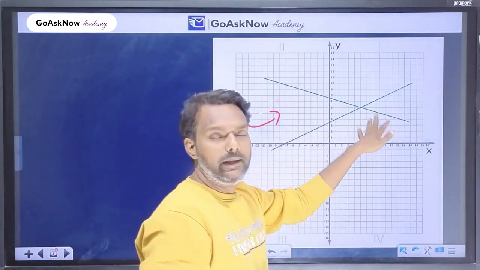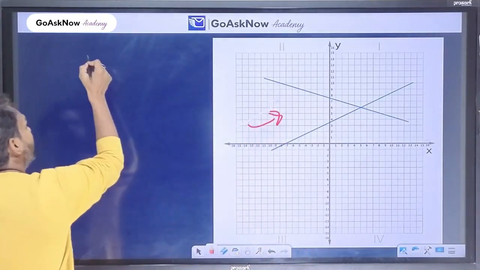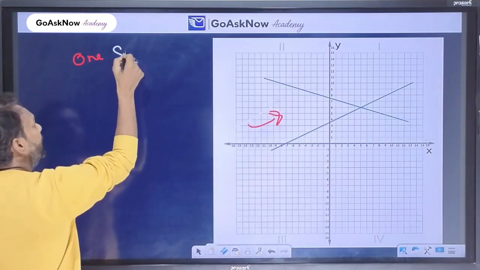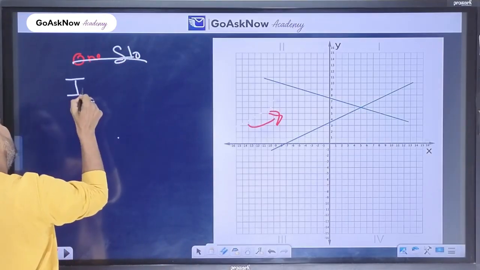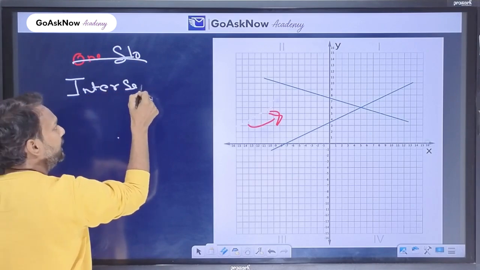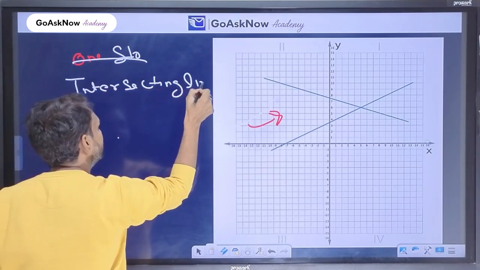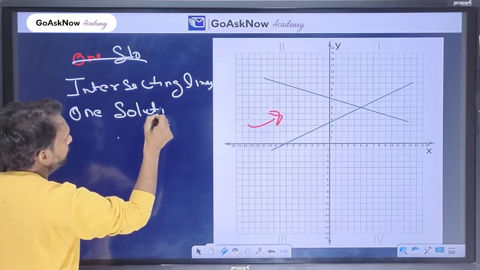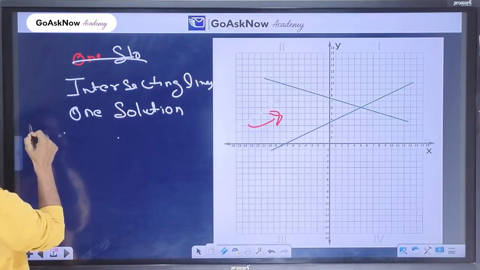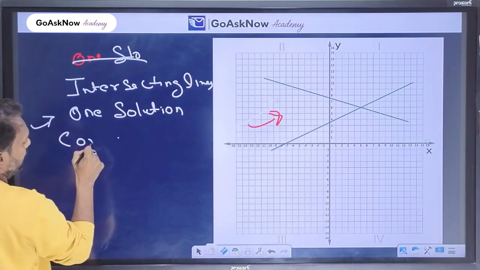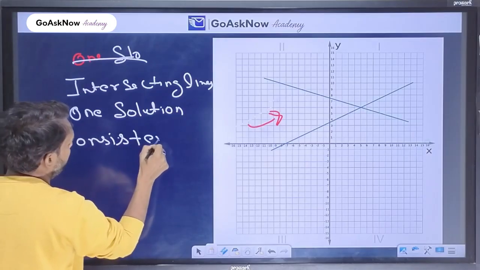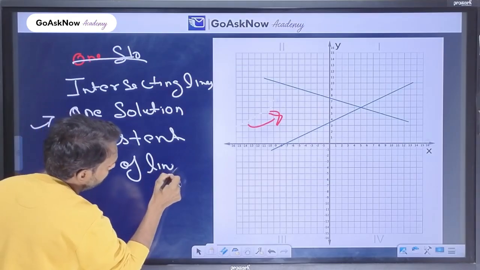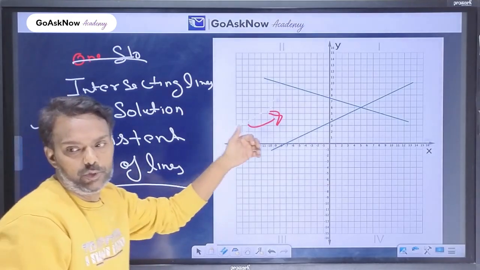One solution, intersecting. What can you say about this graph? This is representing one solution. First of all, it is a set of intersecting lines. Then it shows one solution. Then it represents a consistent pair of lines, or we can also say that it has a unique solution.